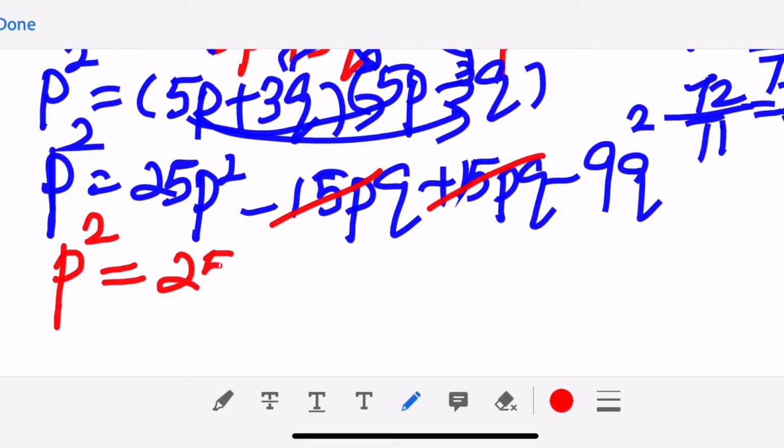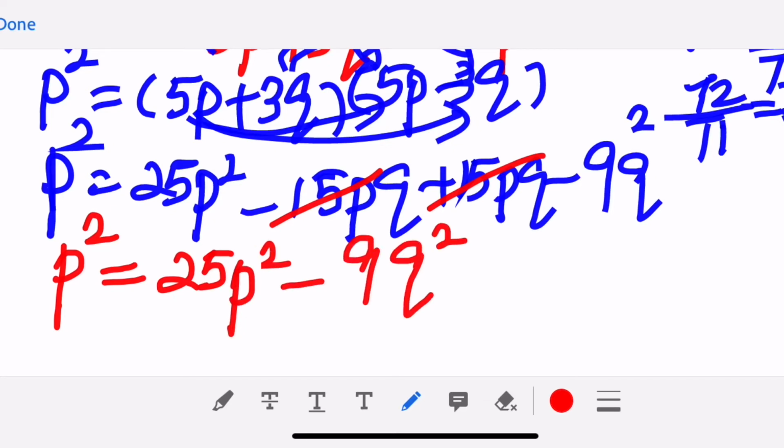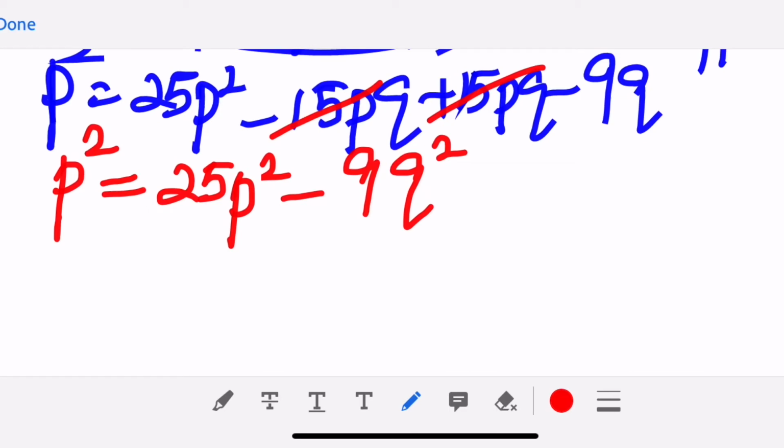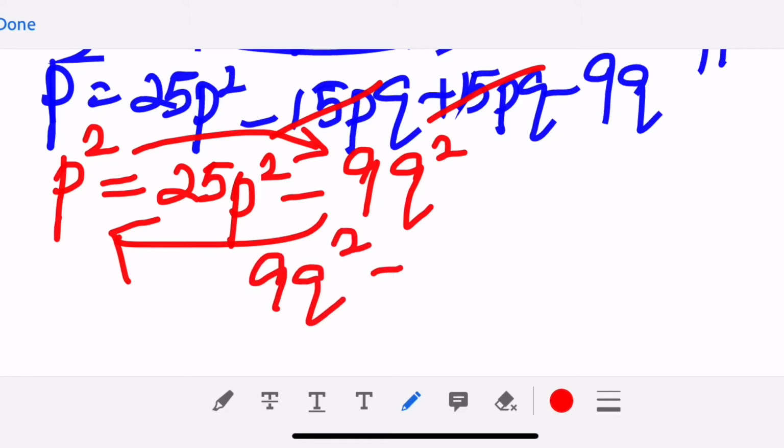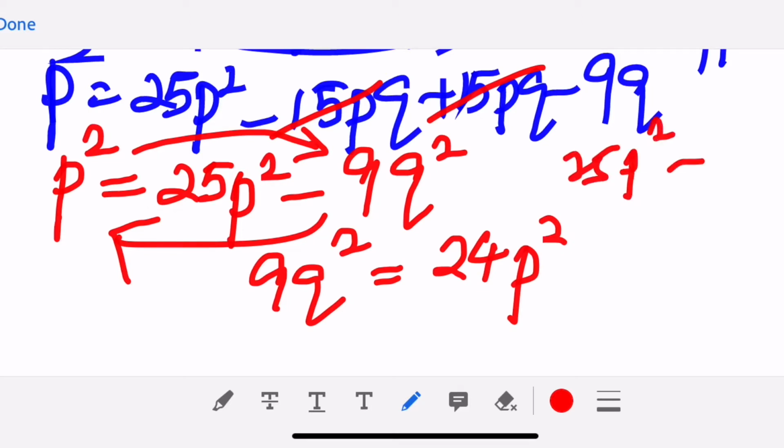Now you need to simplify, because according to the question, you must express q in terms of p. So you must simplify until q is the subject, that means q stands alone on the left-hand side. We shift 9q squared to the left and it becomes positive: 9q squared equals 24p squared, because of like terms, 25p squared minus 1p squared gives 24p squared.